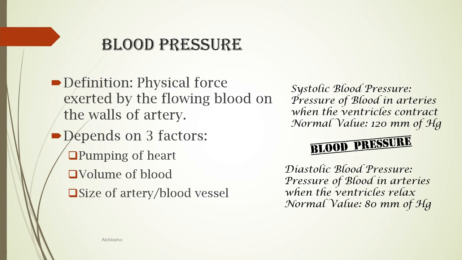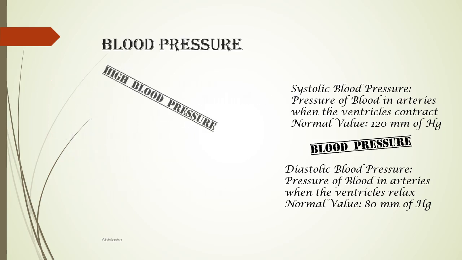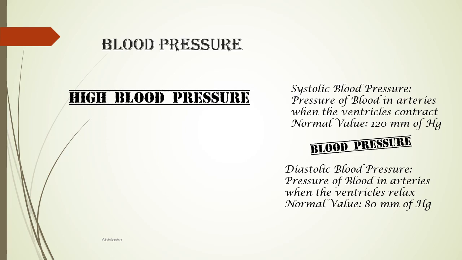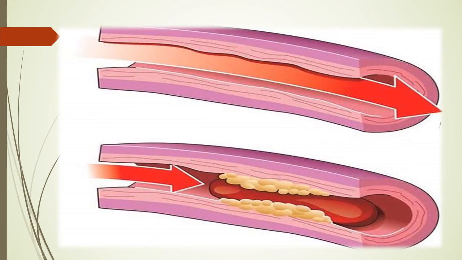Now, what is high blood pressure? A condition you must have heard about very commonly. It is also known as hypertension. If for some reason the arterioles constrict, like something gets deposited there, the diameter of the arteries would decrease and the blood pressure increases. How?